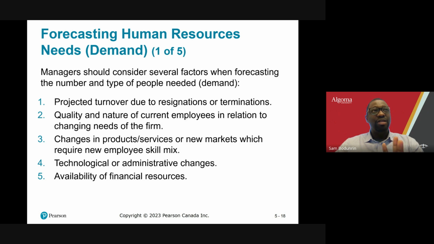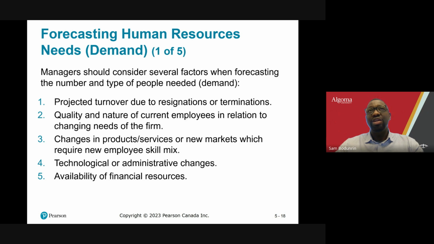Are they compliant? Are they up to date with knowledge? Do they have digital skills? Can they operate AI and all of that? So you need to look at the quality of employees that we have presently within your organization. Then changes in products and services of new markets, which requires new employee skill mix.